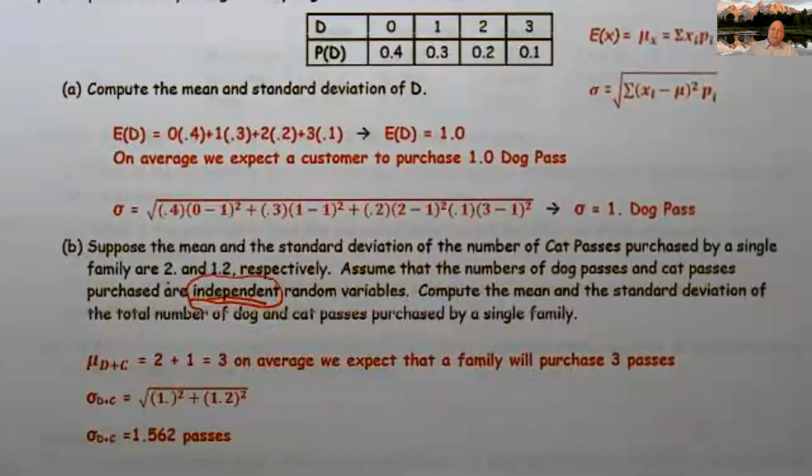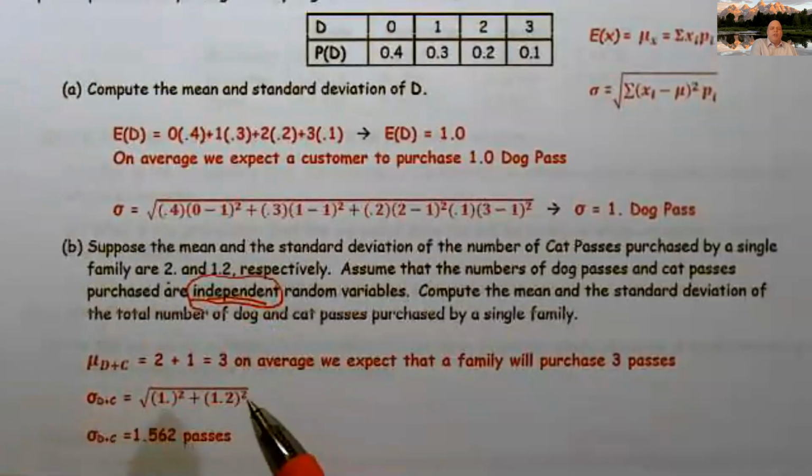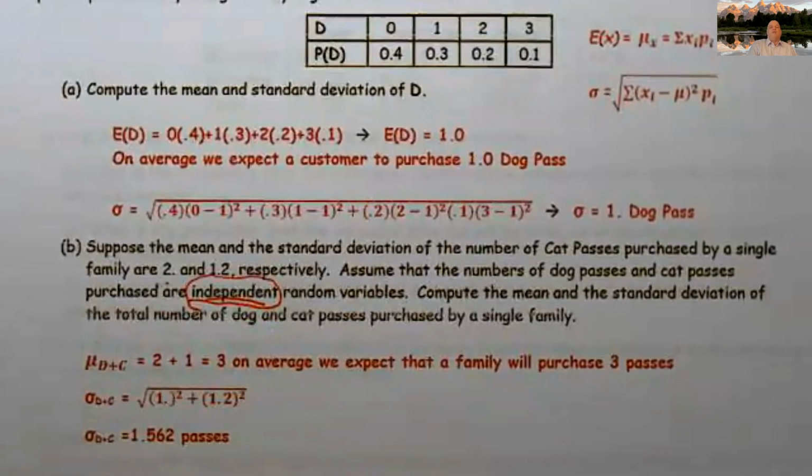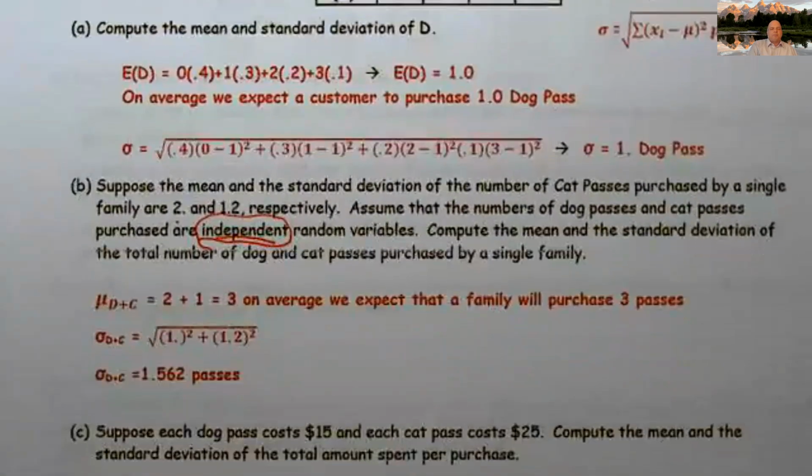But they told us they're independent, so now we have to do that. All right? So in order to do that, I have to convert them back to a variance. So there's my dog standard deviation of 1. Here's my cat standard deviation of 1.2. I convert both of them to a variance, add them together, then take the square root, and I get 1.562 passes. All right? So for each family, this would be the standard deviation for the number of passes they purchased.